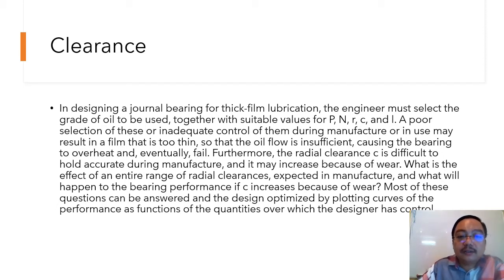A poor selection of these, or inadequate control of them during manufacture or in use, may result in the film being too thin, or the oil film flow being insufficient, causing the bearings to overheat and eventually fail. Furthermore, radial clearance is difficult to hold accurate during manufacture, and it may increase because of wear. What is the effect of the entire range of radial clearance expected in manufacture, and what will happen to bearing performance if C, the clearance, increases because of wear?